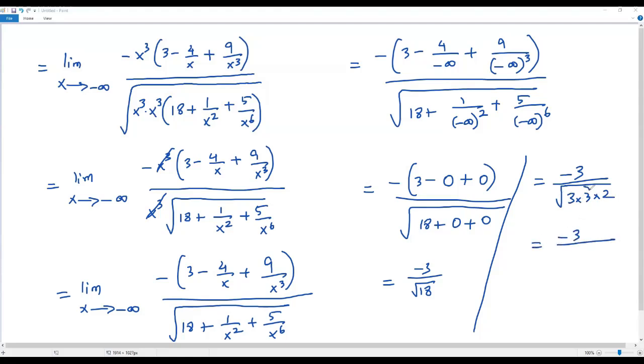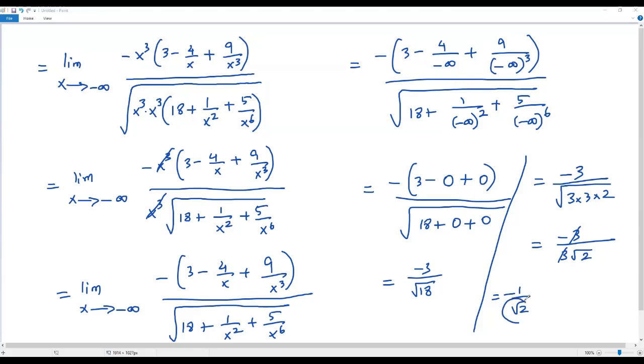As I said already, for every two same quantities multiplied inside the square root, one quantity will come out. Then I'm getting 3 times the square root of 2, because for these two 3's, one 3 has come out. This 2 stays inside the square root. So this 3 will cancel out, and I'm getting negative 1 over the square root of 2.